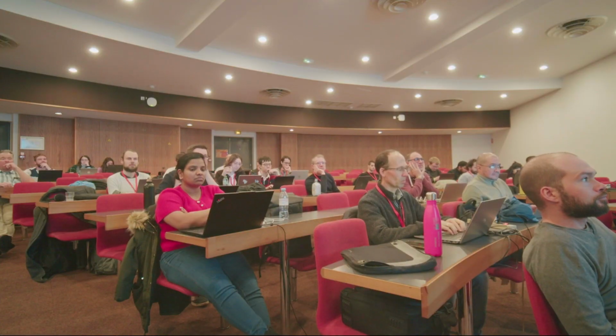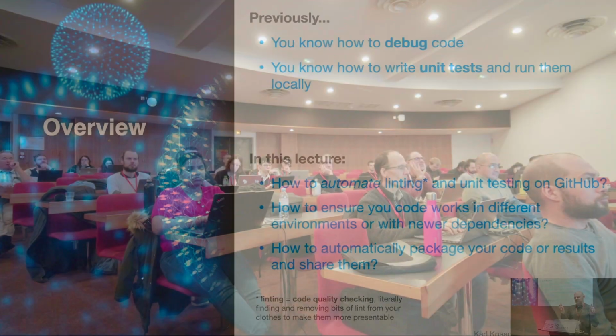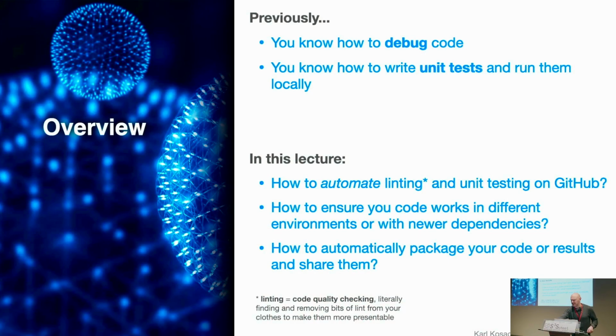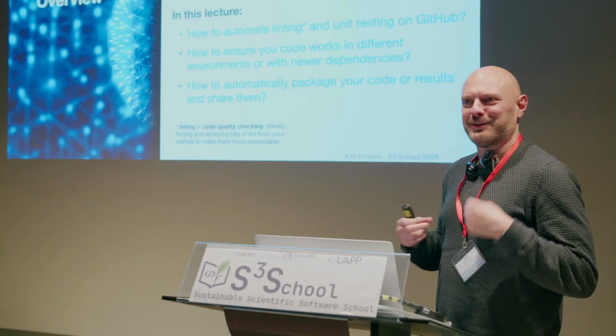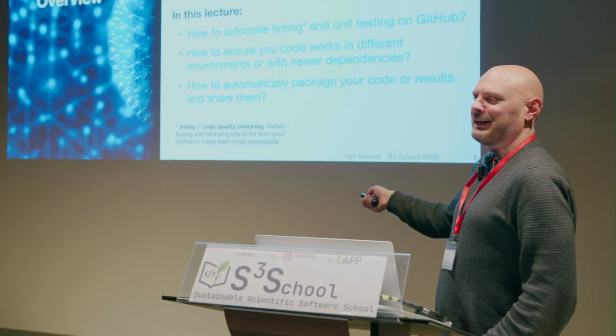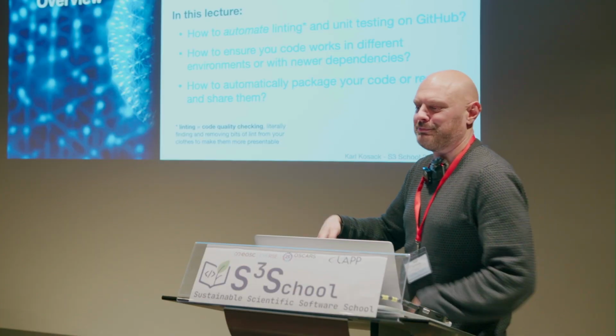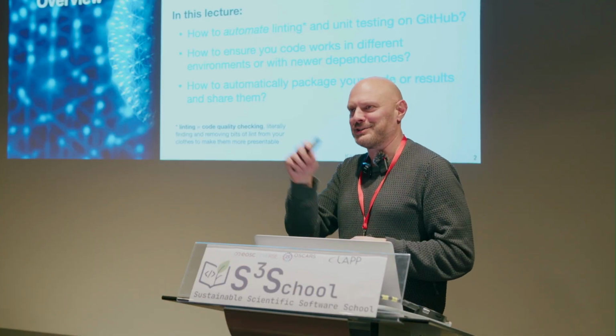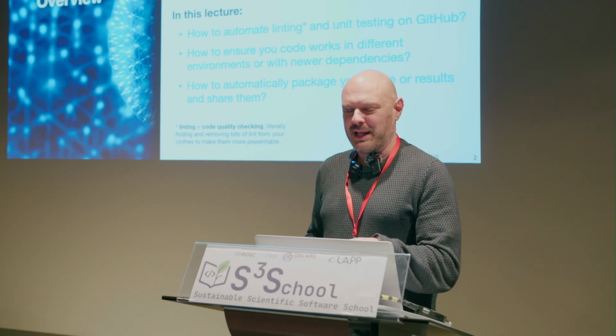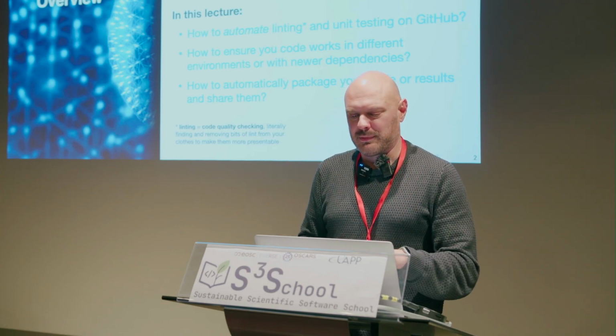That's next week, so I'll mention it a little bit. Linting just means, I even put it down here, it just means checking code quality. It literally means finding and removing bits of lint from your clothes, and making it look presentable. So it's like checking that your code doesn't have ugly indentation or is missing a docstring and things like that. But that's the sort of thing you can automate.